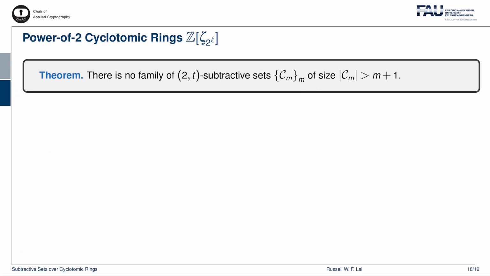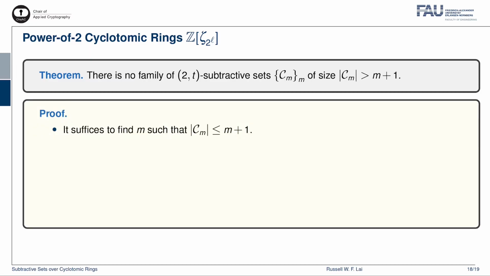As the final result in this talk, let me show you that there is no family of 2T subtractive sets parameterized by m such that the mth set is of size strictly greater than m plus 1. To show that there is no such family, it suffices to find one single m such that there is no 2T subtractive set of size strictly greater than m plus 1.